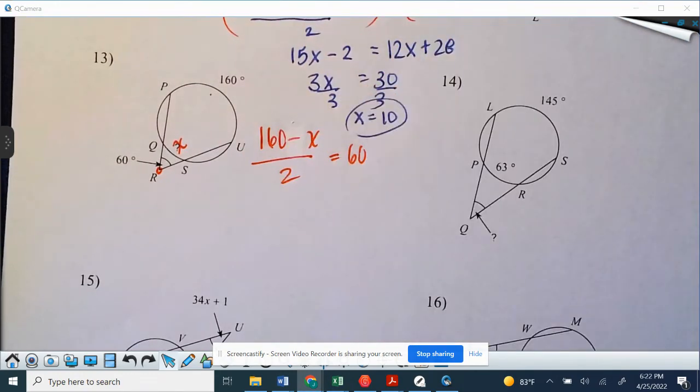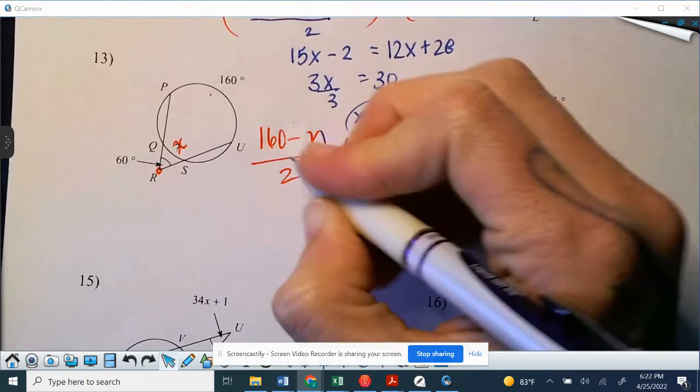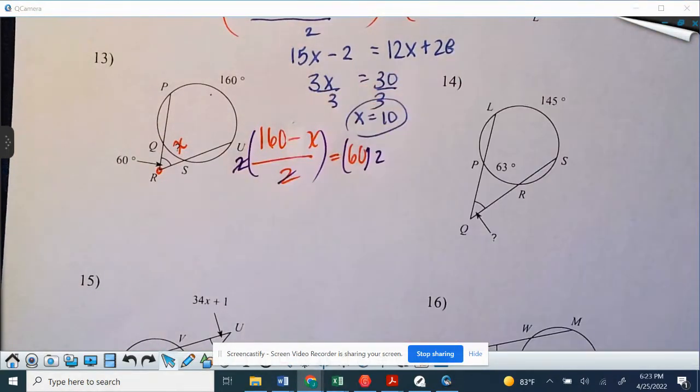Now, you may be able to do this one in your head with some logic and some canceling of things, and depending on how much trial and error you did in your previous math classes, this one might not be too bad. So we're going to multiply both sides by 2 to get that 2 out of the denominator. So these are gone. And I end up with 160 minus x.